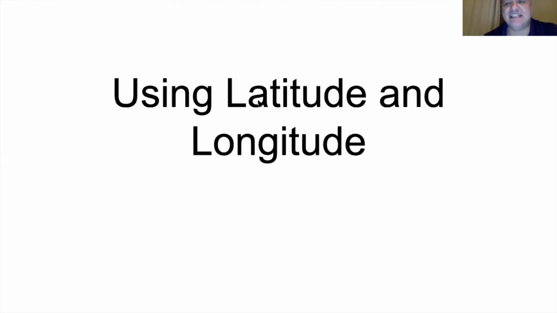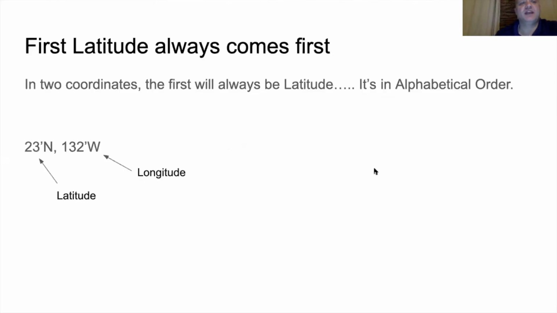So now we're going to see how we use it. When you're given two coordinates to find, the first one will always be latitude. The second will always be longitude. If they're not, somebody did the coordinates wrong. They're in alphabetical order. So latitude first, longitude second.